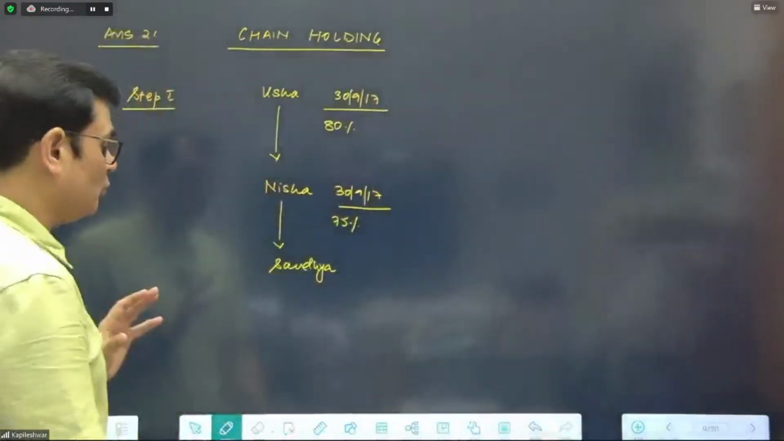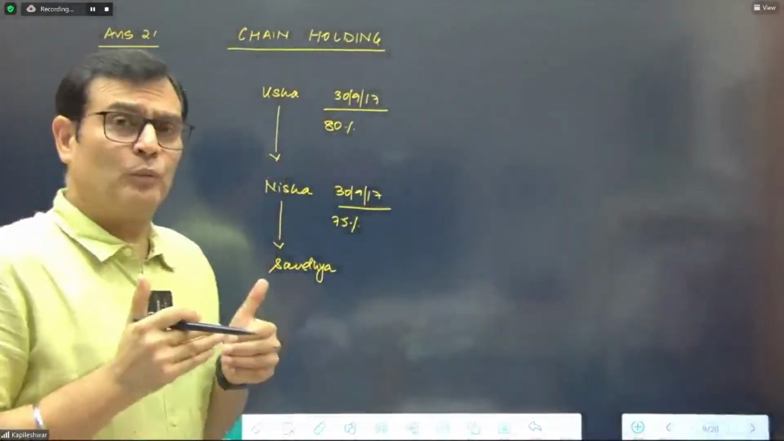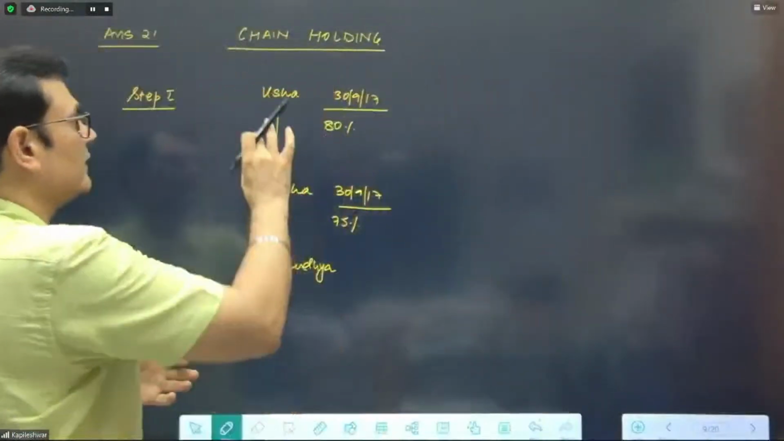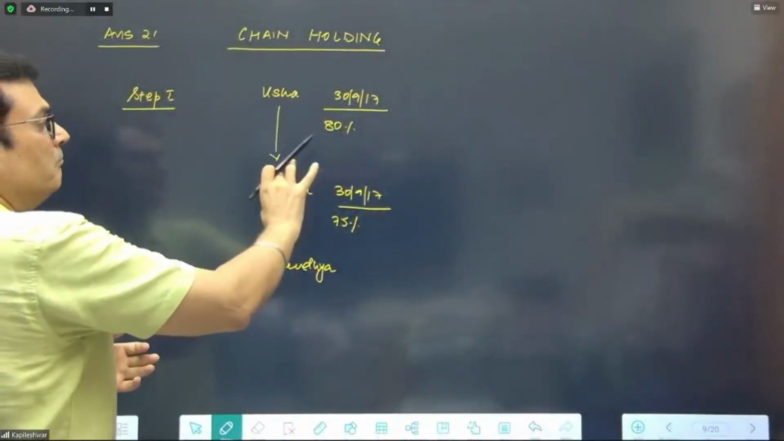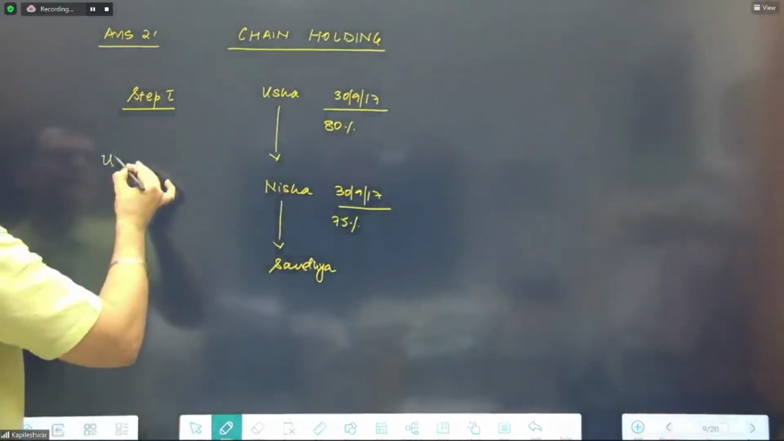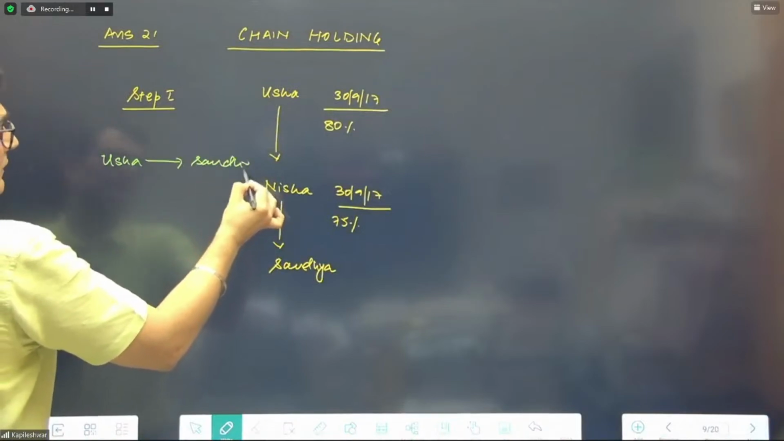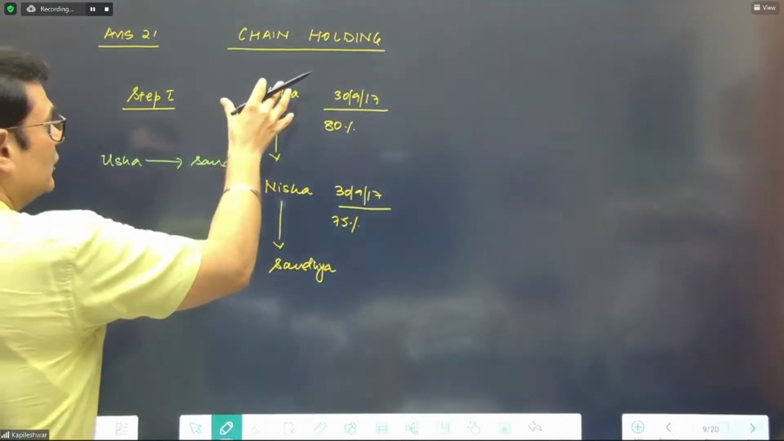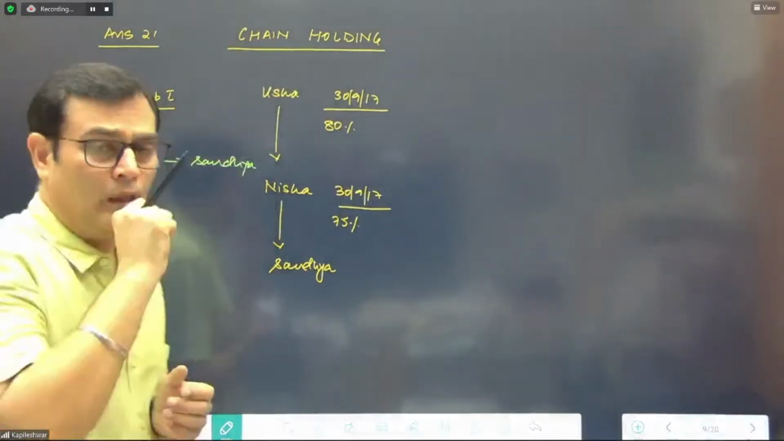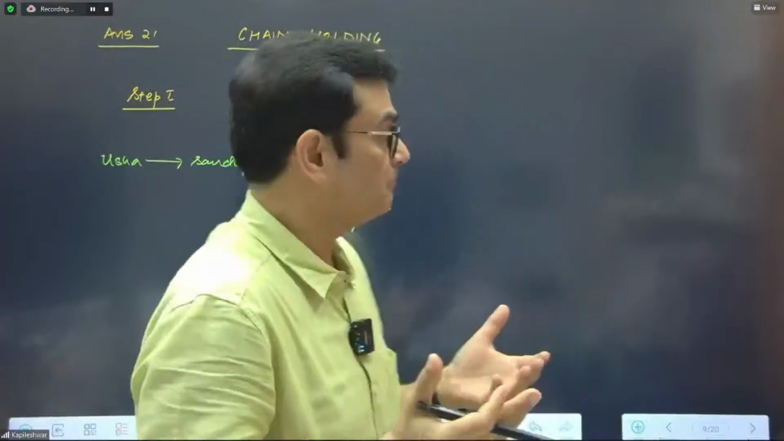Because now you are going to do a consolidation from the point of view of Usha. So we need to see Usha's share in the bottom company. So I would say this is like a top company, this is like a middle company, and this is a bottom company. So we need to see what is the effective share which Usha has got in Sandhya. Because we are doing the consolidation from the top company point of view, that is Usha. So we need to consider that through its subsidiary, what is the effective percentage it has in the subsidiary.